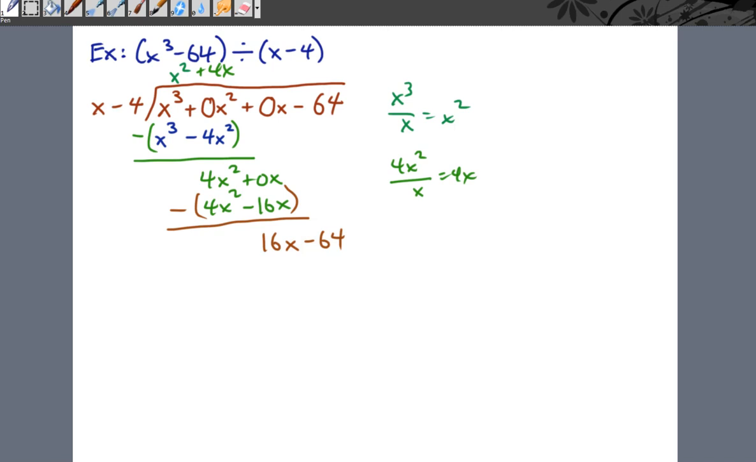Okay, so next what we need to figure out is, we need to look at these terms. So we get 16x divided by x, cancel this out, and then we get 16.